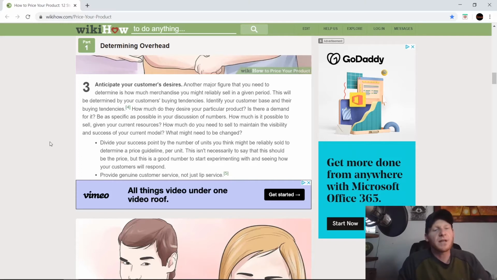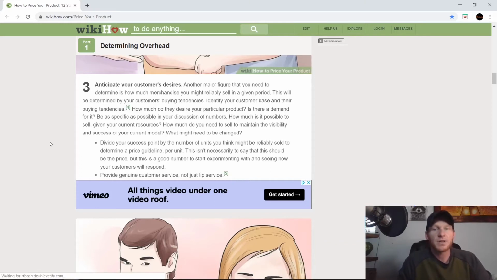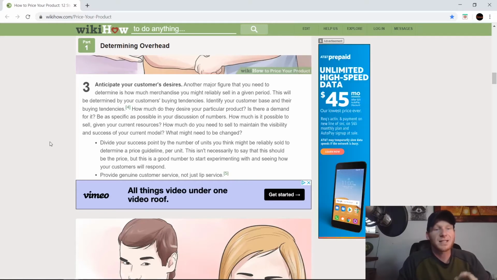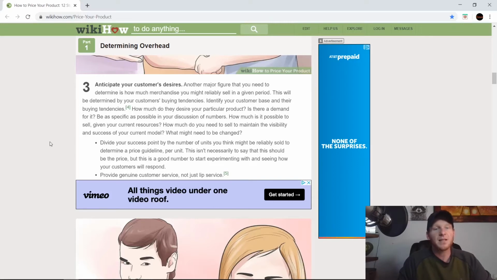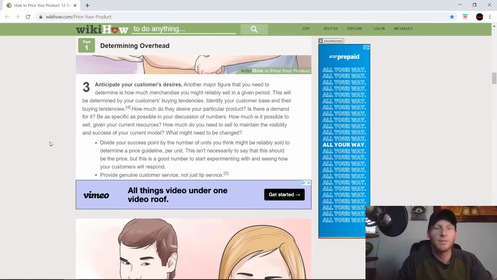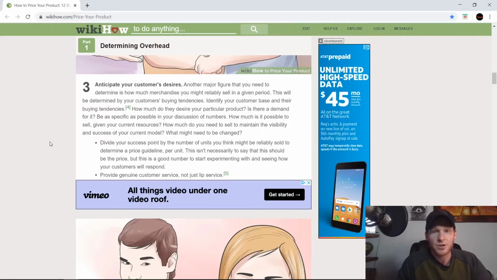Be as specific as possible in your discussion of numbers. How much is it possible to sell given your current resources? How much do you need to sell to maintain the visibility and success of your current model? What might need to change? Divide your success point by the number of units you think might be reliably sold to determine a price guideline per unit. This isn't necessarily to say that this should be the price, but this is a good number to start experimenting with and seeing how your customer will respond.